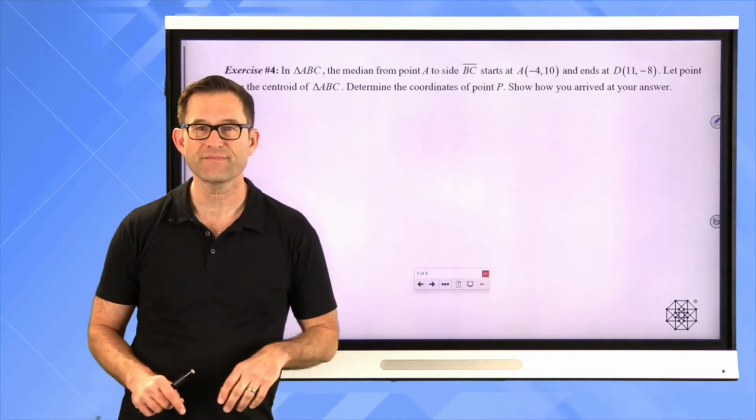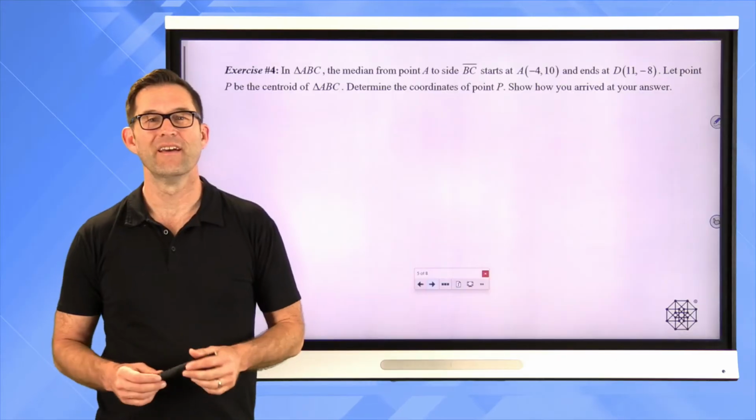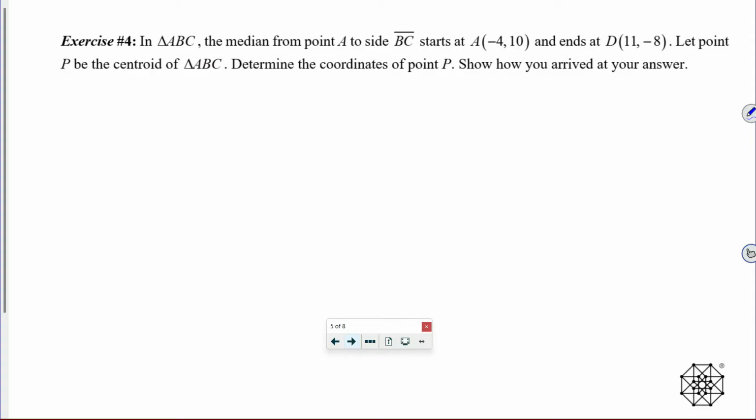Okay, let's take a look at one that's a little tricky. Exercise number 4. In triangle ABC, the median from A to side BC starts at A, -4, 10, and ends at D, 11, -8. Let point P be the centroid of triangle ABC. Determine the coordinates of point P. Show how you arrived at your answer.